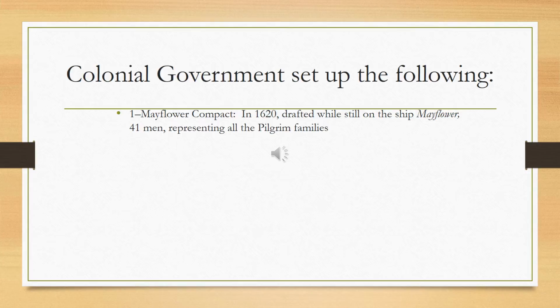And while they were on board, they realized we need some sort of document that outlines specific laws for the colony so that there would not be chaos. They knew that they had to have some type of agreement for certain laws that their colonists, when they came to the New World, would actually have to follow. So that would have been in 1620.